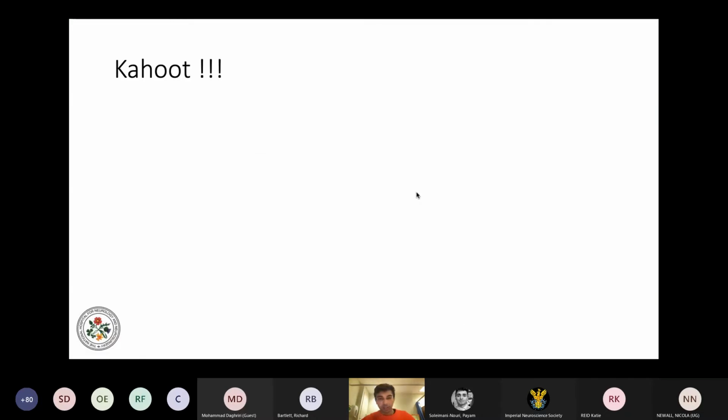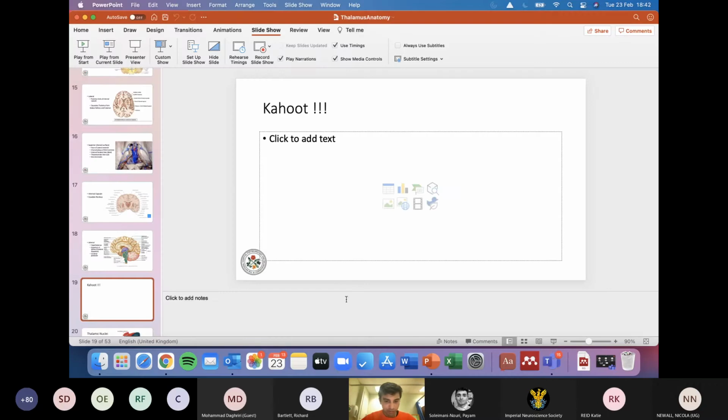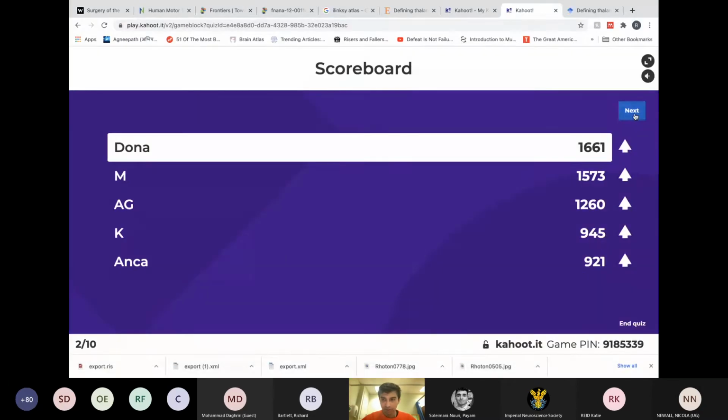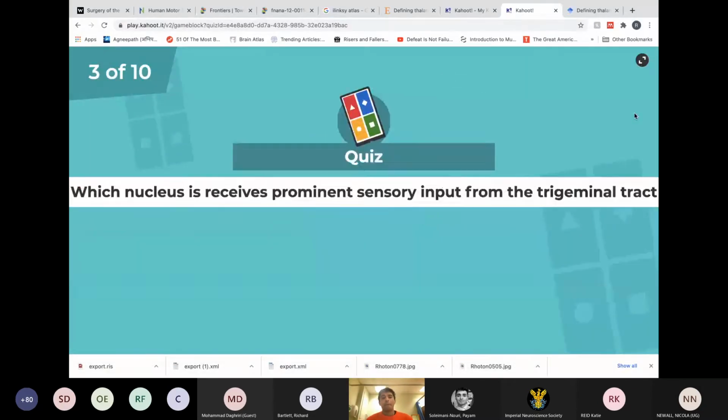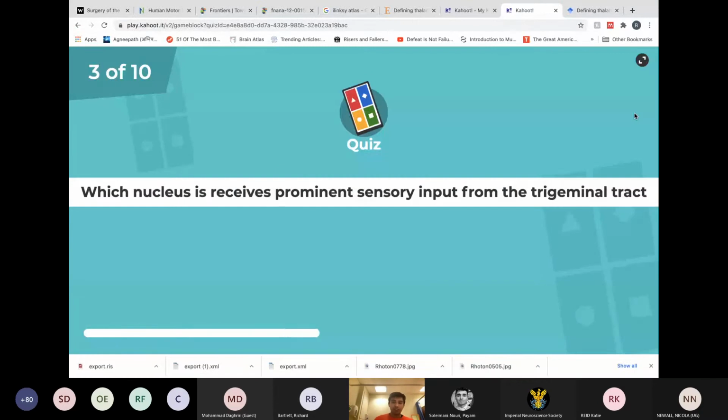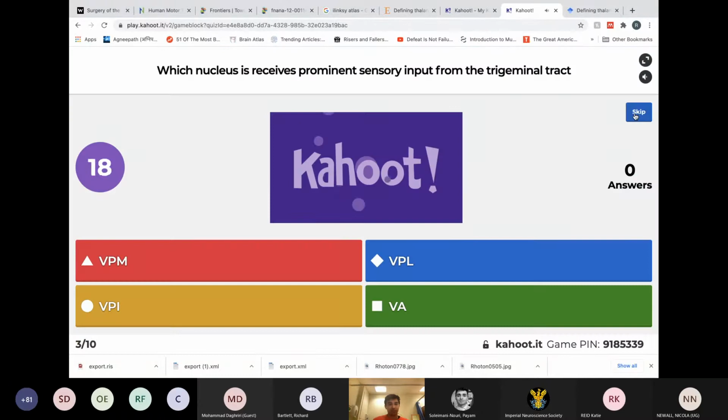Okay, question time once more. So get your fingers on the buzzer and let's see where we are. Which nucleus receives prominent sensory input from the trigeminal tract?